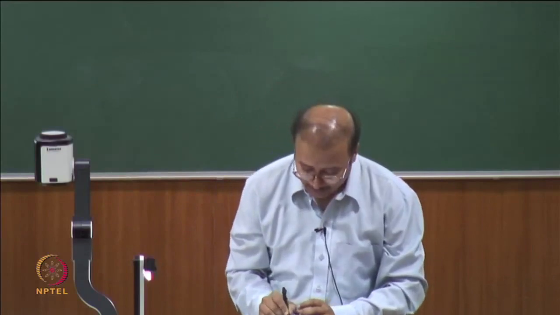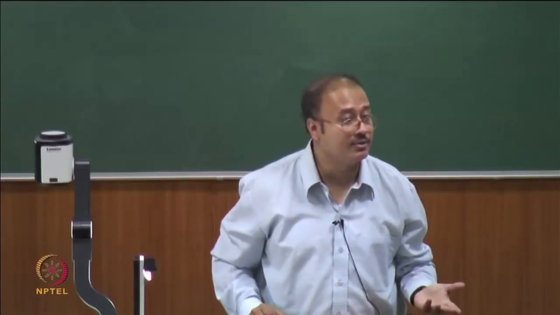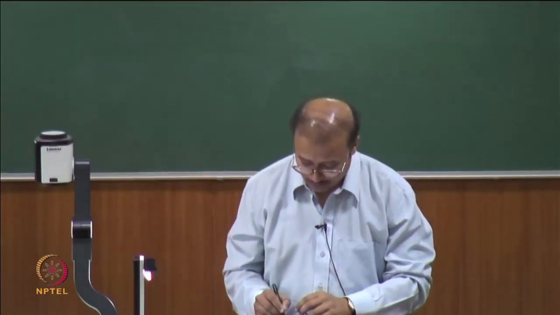And what are these extended interactions? So, the helix is being formed in the transition state. They showed that, and I will tell you how they showed it, and it is stabilized by interactions by these amino acids: alanine 16, leucine 49, and isoleucine 57, and these are the side chains. Okay. Now, obviously, the question is, how did they know this? I am just telling you experimental facts, but they had to do the experiments to realize that these are the actual interactions involved.